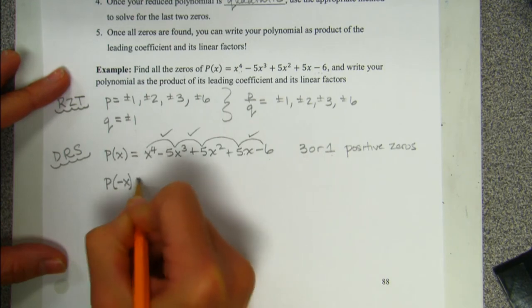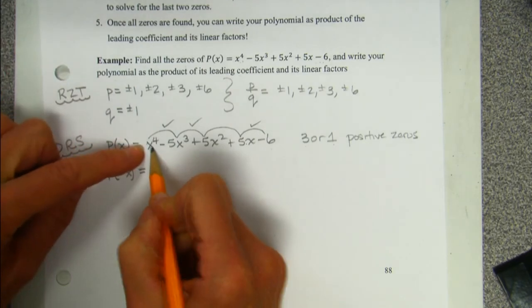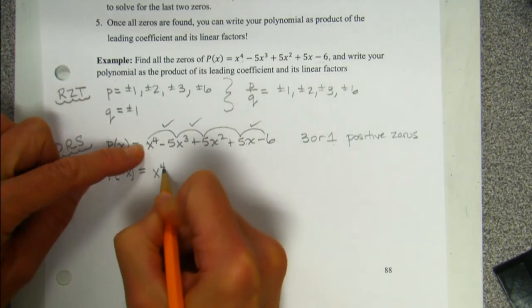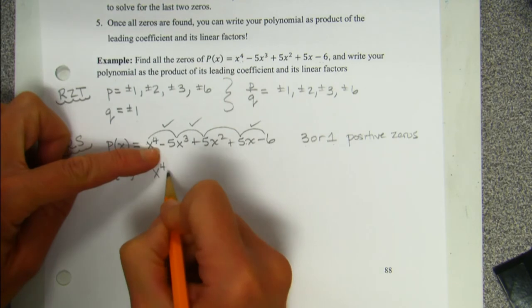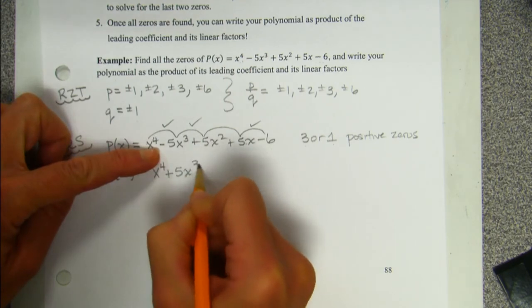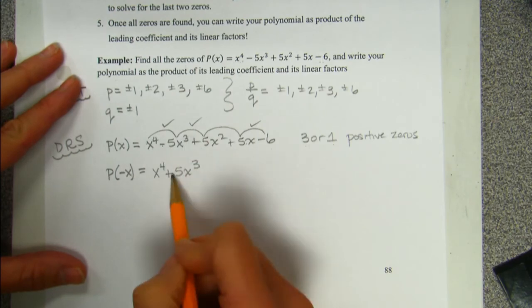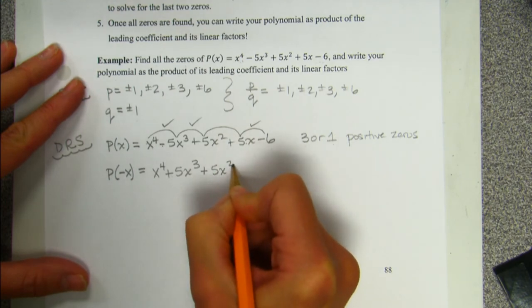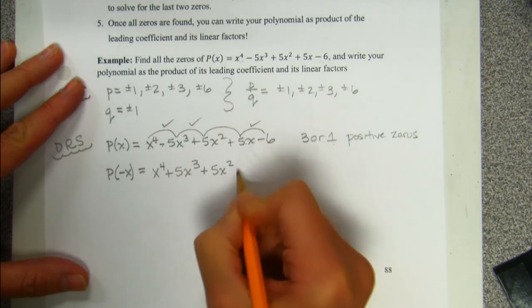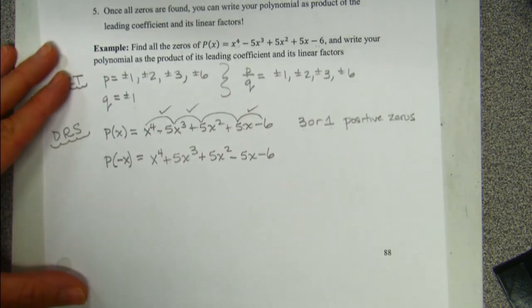We are going to plug in negative x. My first term is going to remain positive because when I plug in a negative x, that 4 is going to create a positive. My next term is going to change signs because the negative will take over and then you'll have this negative and this negative that will give you a positive. My 5x squared is not going to change signs. Right here, I am going to change signs and my negative 6 comes down.